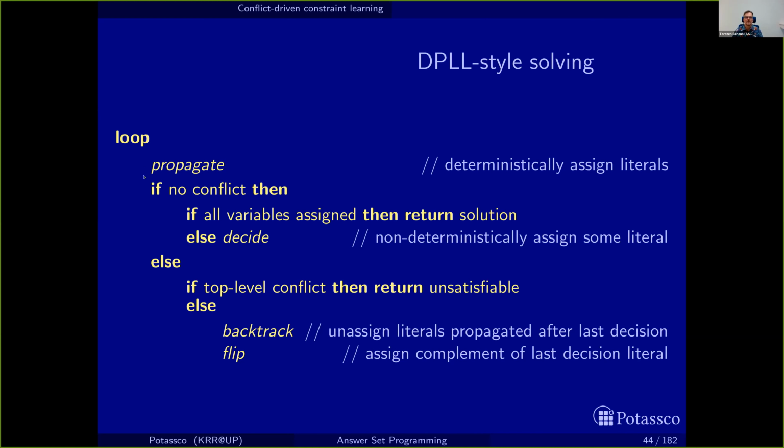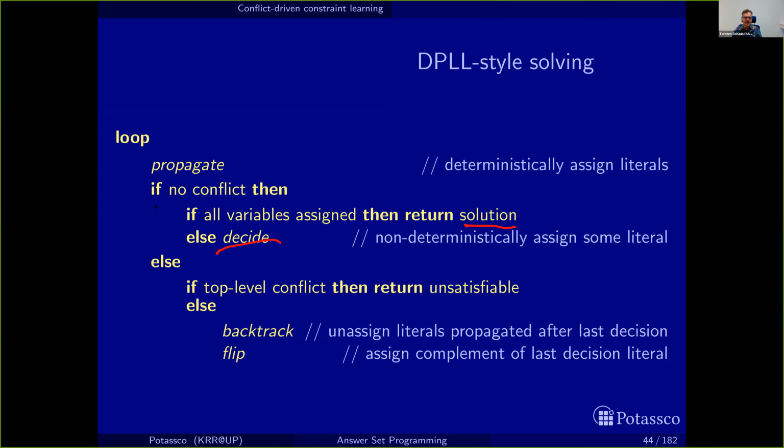Well, if you have not obtained a conflict but assigned all variables, great. You return the solution, right? I'm now here. So no conflicts, all variables assigned, great, a solution. If not, if you have no conflicts but there are still undefined variables, well, you pick a variable, assign it a truth value, and continue.